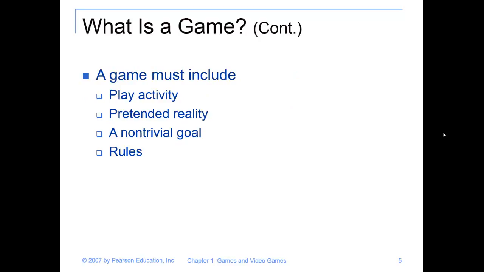Alright, a game must include some kind of play activity, some kind of pretended reality. Either you're pretending you're somebody else, or you're pretending you're at another location, or you're pretending you're in another time, that kind of stuff. And some kind of non-trivial goal. A trivial goal would be, hey, I'm going to win a paperclip. Nobody wants to play a game where the end goal is to get the paperclip. But to be on the leaderboard on Call of Duty or something like that, that's a non-trivial goal. And then games typically have rules.